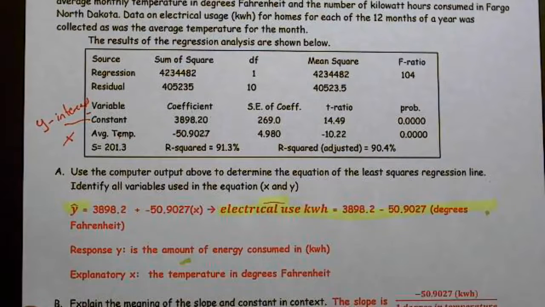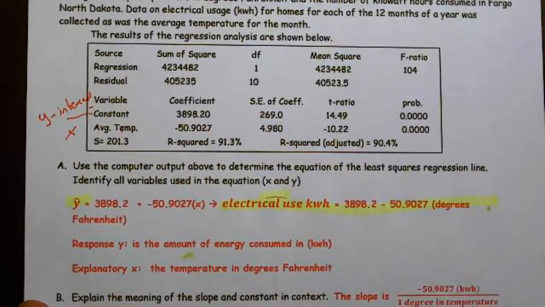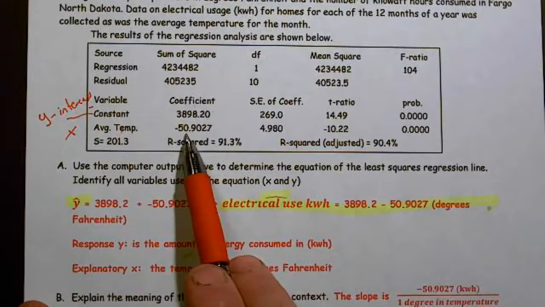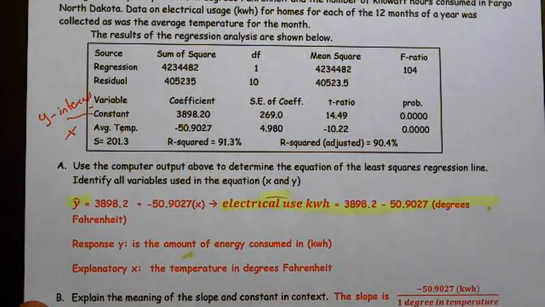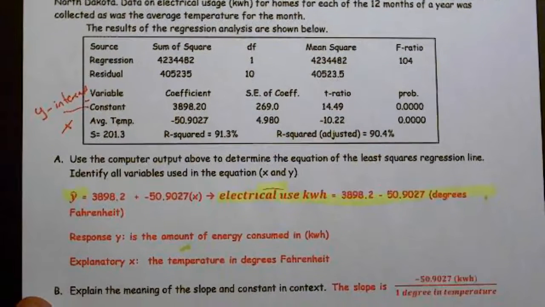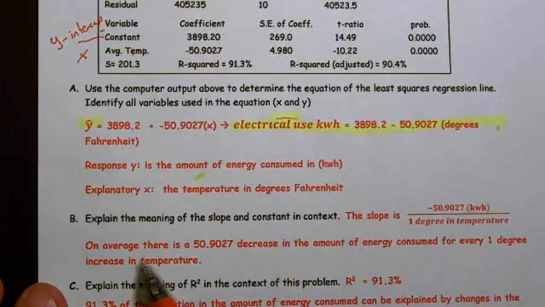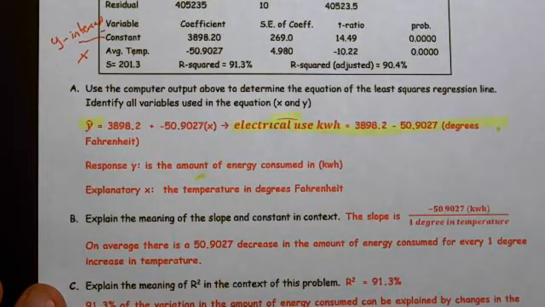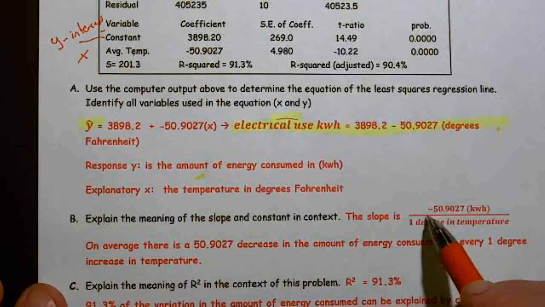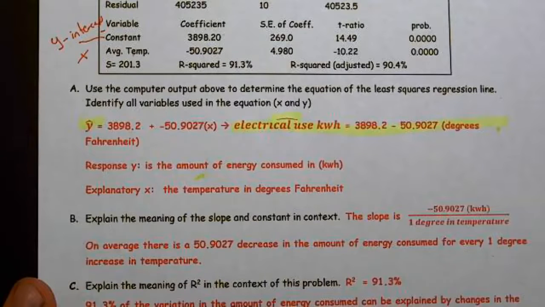Explain the meaning of the slope in context. Well, our slope was negative 50.9027, and we'll always put it over 1. So it really helps to sit there and write it just like that, and then do your explanation. So on average, there is a 50.9027 decrease in the amount of energy consumed for every 1 degree increase in temperature. And the reason this is a decrease is because this is a negative number.